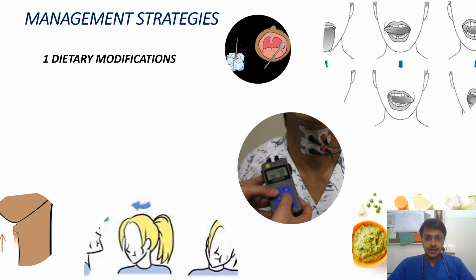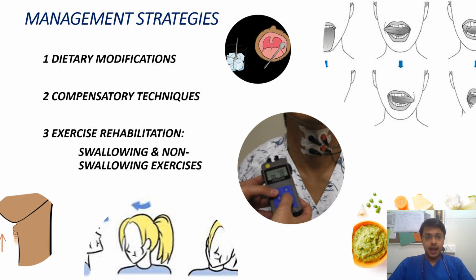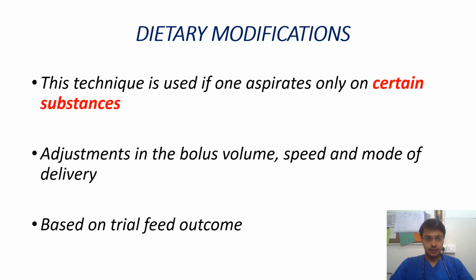The various management strategies are dietary modifications, compensatory techniques, and various exercises to rehabilitate the patient, swallowing and non-swallowing exercises. The dietary modifications are used if one aspirates only on certain substances. Various adjustments in the bolus volume, speed, and the mode of the delivery can be done to rehabilitate the patient. It is based on trial feed outcome, that is, trial is given during the scopy examination and the outcomes are assessed.